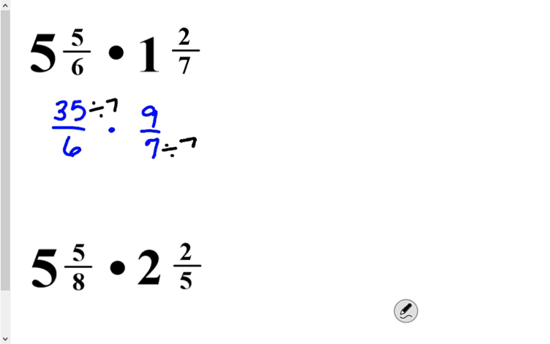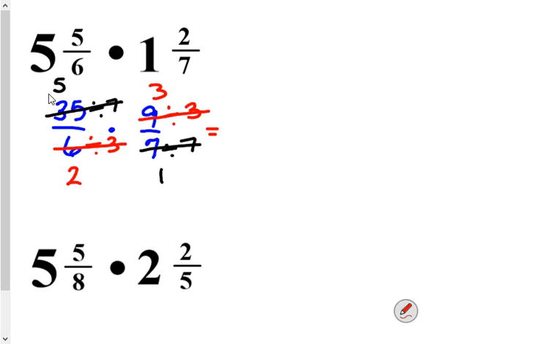And I know sometimes we're going to be tempted to do this in our heads instead of writing it out. Please don't do that, because you're going to be more likely to make careless mistakes. 7 divided by 7 is 1. 35 divided by 7 is 5. Now I look, and 5 and 6 don't have a common factor, but 9 and 6 do. So 9 and 6 can both be divided by 3. So notice I can cross simplify both ways here. 9 divided by 3 is 3. 6 divided by 3 is 2.